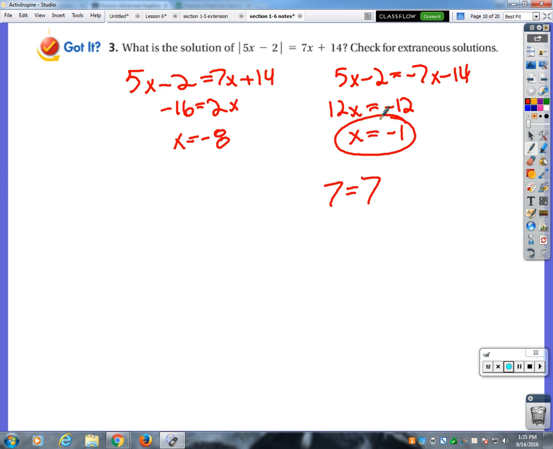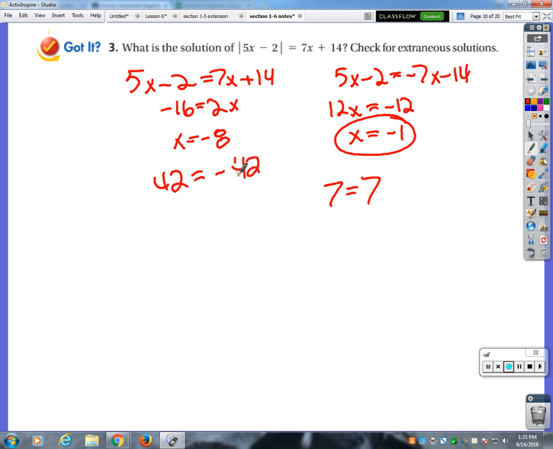So which one does not work? -8. Because if I plug -8 into here, I get -42, and the absolute value of that is +42. And if I plug -8 into here, then I'm going to get -42, and those two things aren't equal. What's the fast way? Anybody see the fast way of checking this? Yes. If there's a 1, it's usually the answer.